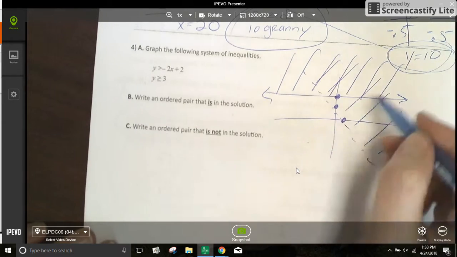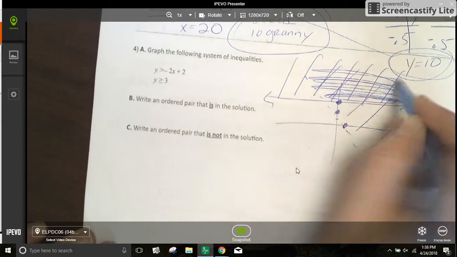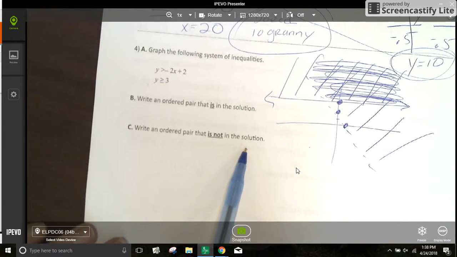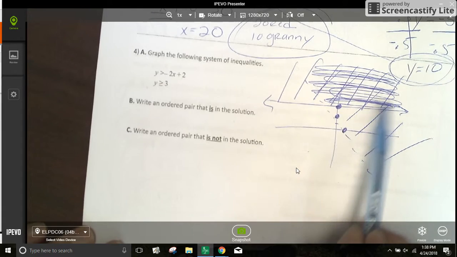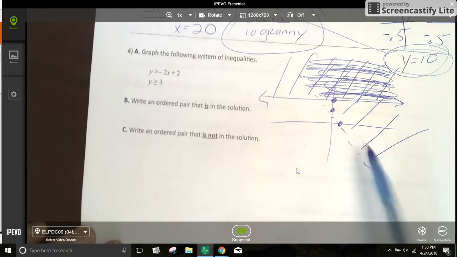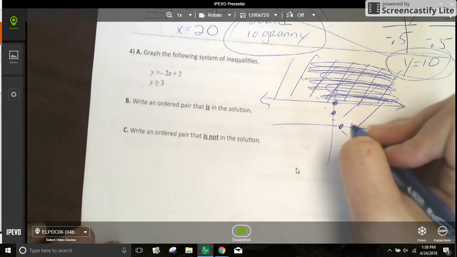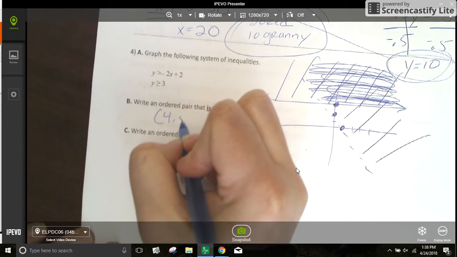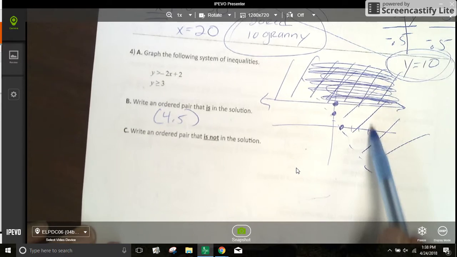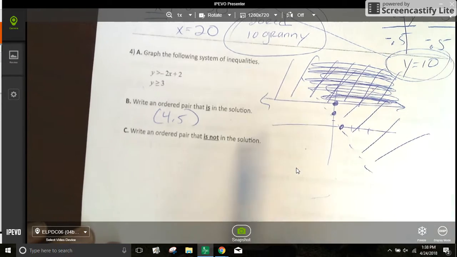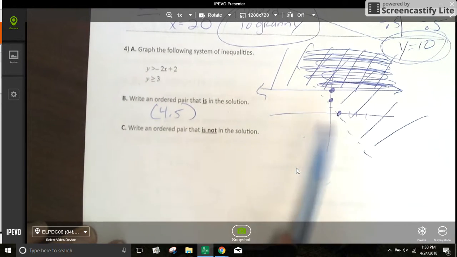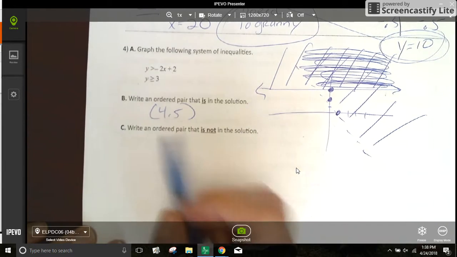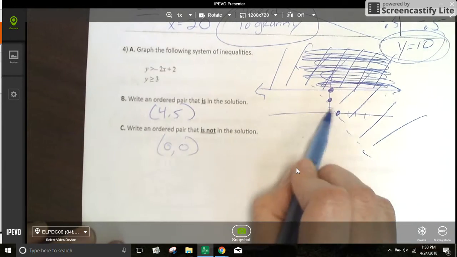A solution is everywhere that the shading overlaps, and anything that's not in that area is not a solution. So you could write any point that's in this area. I'm going to write 1, 2, 3, 4, 5. If I go to the point 4 over, up 5, I'm in that area. Then they said write a point that's not a solution. Anything outside that double shaded area is not a solution. So (0, 0) is the easiest. There it is, not a solution.